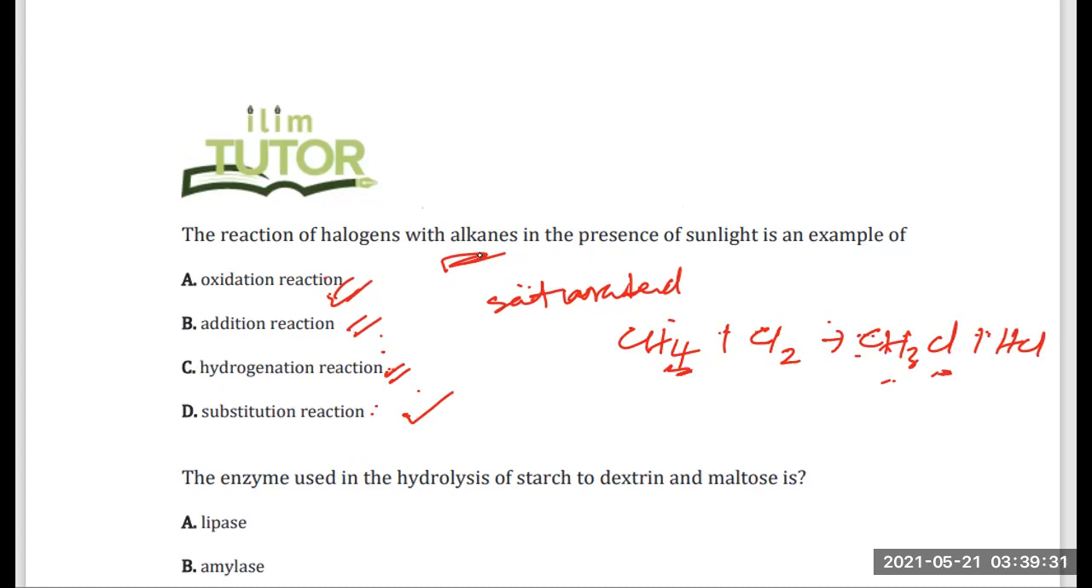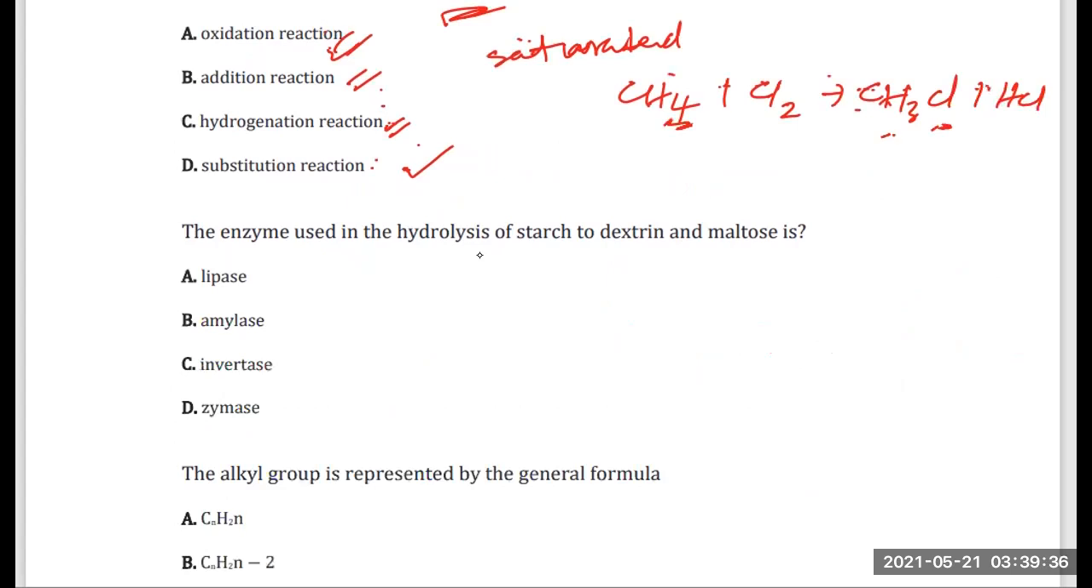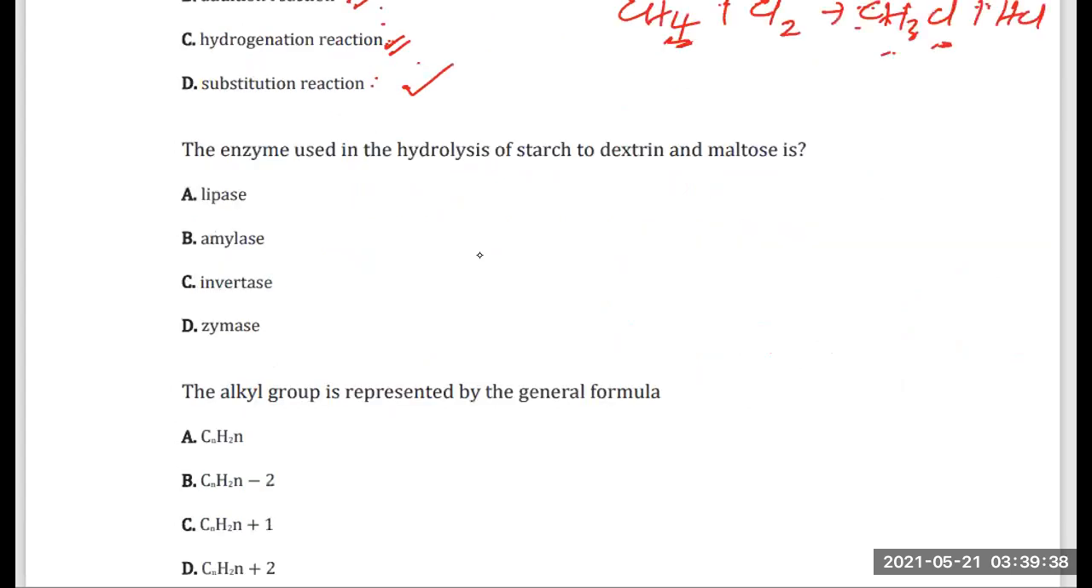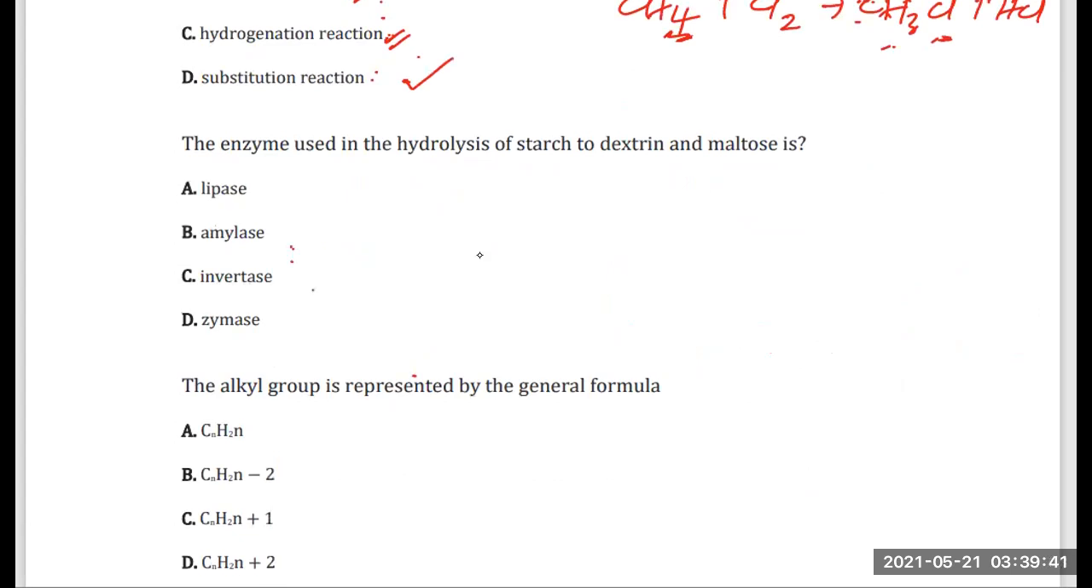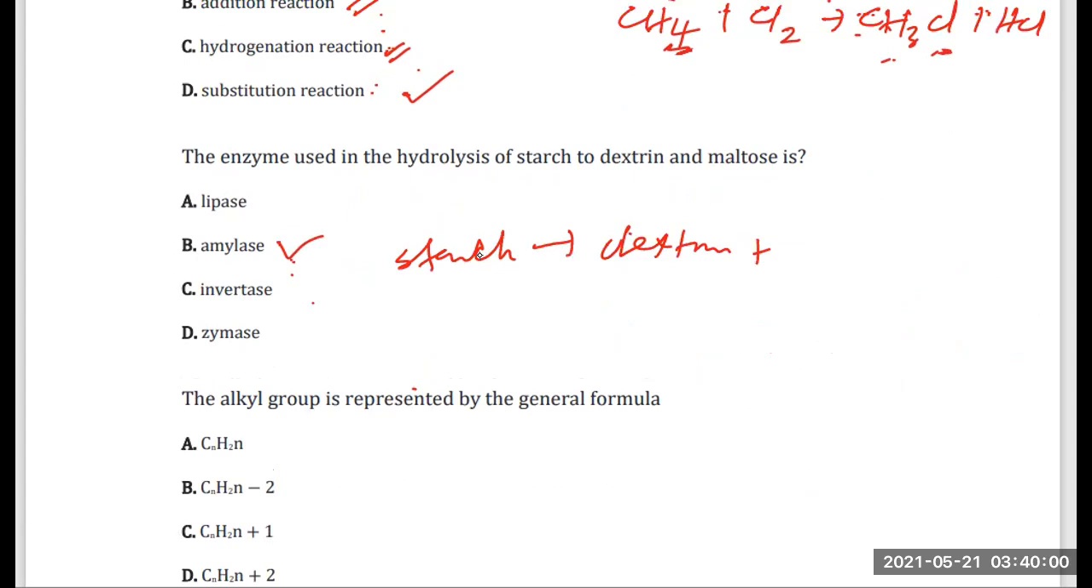what I have here is a substitution reaction. The enzyme used in the hydrolysis of starch to dextrin and maltose is just an information question, so you can always check this kind of information. It is amylase. Hydrolysis is when you break down. So when you break down starch, you break it down to give us dextrin plus maltose. This will only happen under the enzyme amylase.